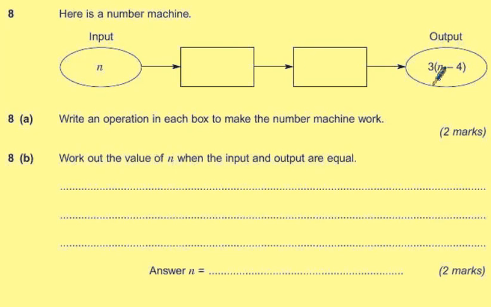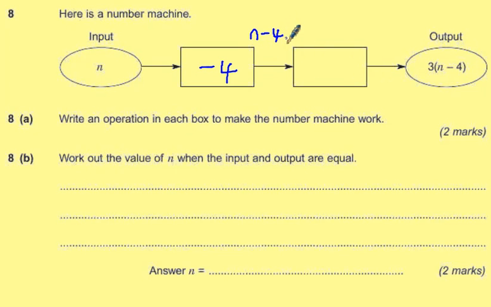So with BIDMAS we need to do what's inside the brackets first. So inside the brackets we've actually got n subtract 4. So if we start with our input, we have n. If we subtracted 4, after our first function we'd have n take away 4.